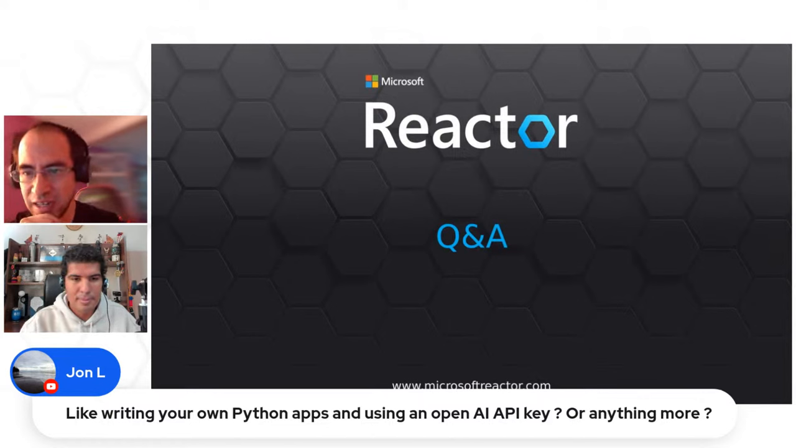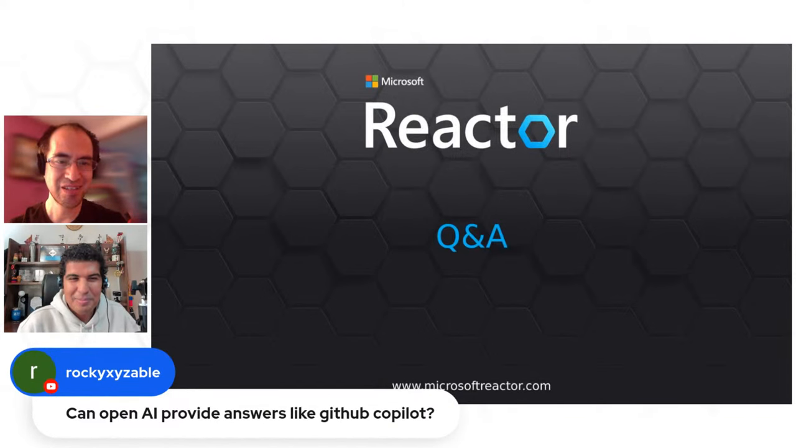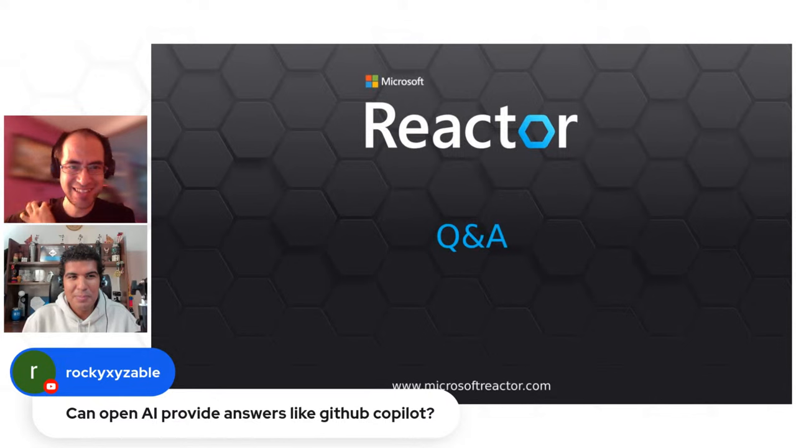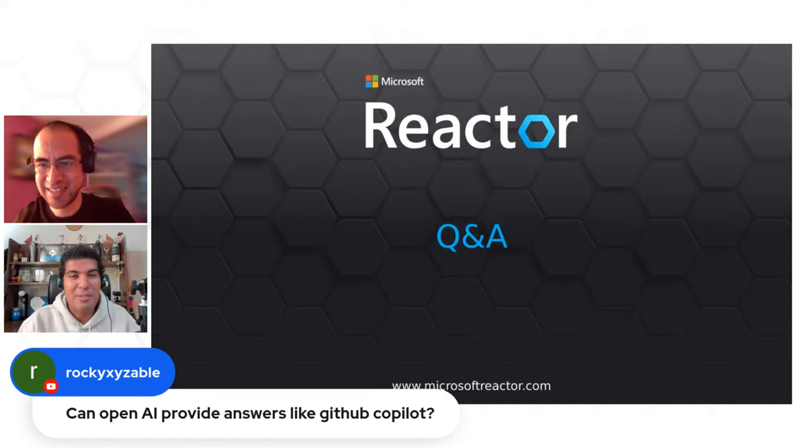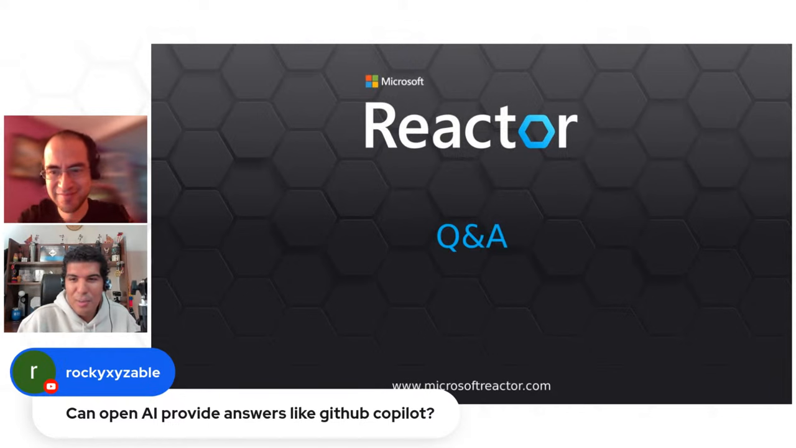Okay. Next question, Rocky XY Sable. Can OpenAI provide answers like GitHub Copilot? You can definitely generate code, but it will be interesting to compare both services. What does Copilot say? What does OpenAI say? Because GitHub Copilot Chat, for example, analyzes your specific context in your applications and provides information from your specific application, right? So it depends. In this case, in Azure OpenAI, it is the interaction that we have in the chat playground.